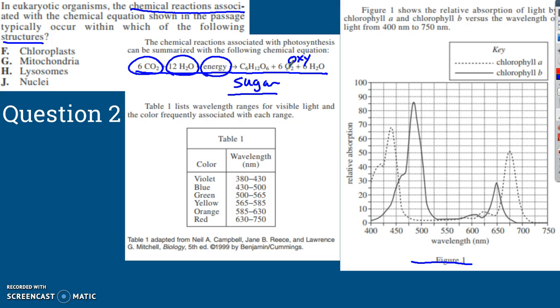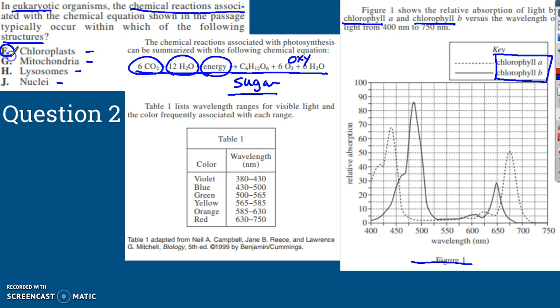And if you didn't know what organelle does this, what structure, we've got 4 structures here. And this is just basically a knowledge question. If you already know it, awesome. But if you don't, what can we get from our question here? In eukaryotic organisms, we don't necessarily need to know what eukaryotic means, but we do read the question and we see words like chlorophyll, and 2 chlorophylls here.